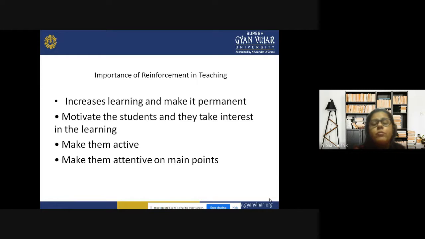Now, the importance of reinforcement in teaching: it increases learning and makes it permanent. It means if the teacher wants the student to never forget this topic, then they should make it permanent, to make them learn the new concept. Motivate the students so that they take interest in the learning, make them active, involve them actively, make them attentive, and help them identify what the main points are.